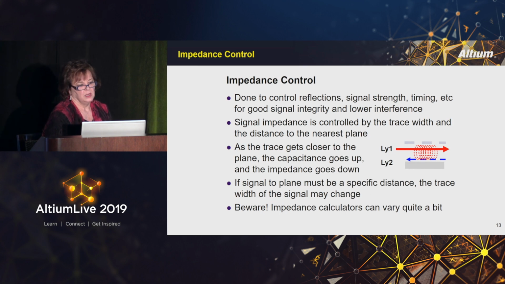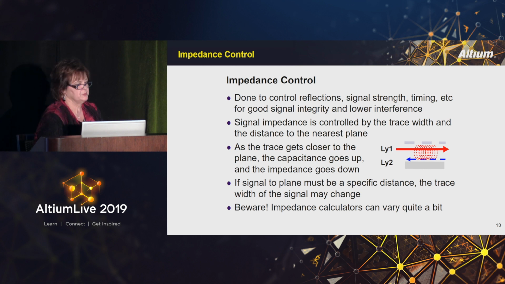Impedance control is done to contain reflections, signal strength, timing, good signal integrity, lower interference, all those kinds of things. Signal impedance is controlled by the trace width and the distance to the nearest plane. Those are the two major things that control it. As the trace gets closer to the plane, the capacitance goes up, so the impedance goes down. So if you're trying to figure out how to manipulate your stack up, that's one way to start thinking about it. What's going to happen if I get the traces closer to the plane layer or whatever.